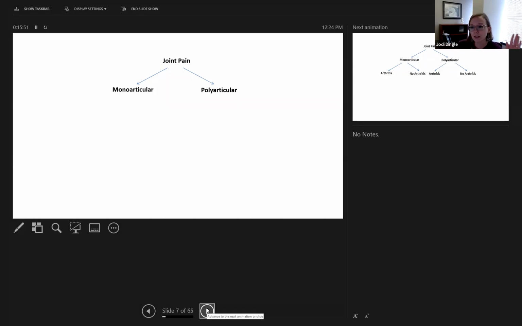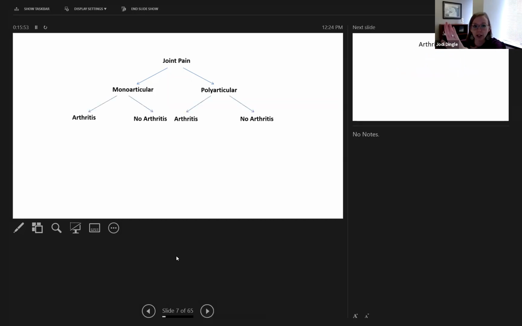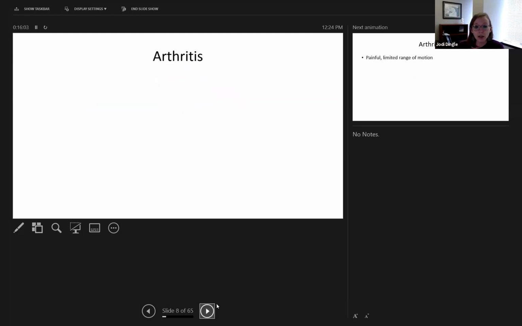Then within monoarticular or polyarticular, we're going to break it down by whether there's actual arthritis in the joint or whether there isn't arthritis in the joint. To make that distinction, you have to be able to say, what is arthritis? What is the definition of arthritis? How am I going to know if there's arthritis? Does anybody want to take a crack at that? I know it's hard to interact since y'all are often in groups, but if anybody wants to throw it out there, either unmute yourself or in the chat is fine too.